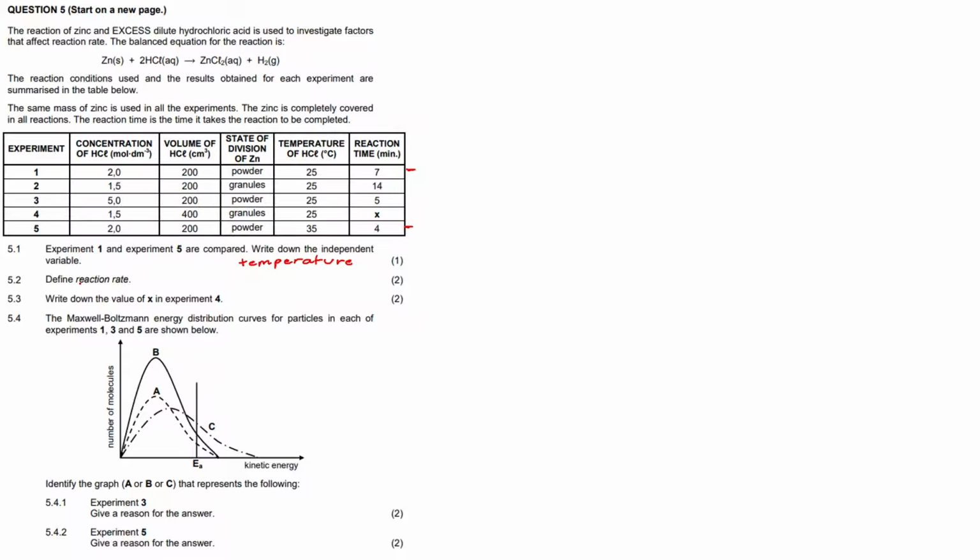Question 5.2. Define reaction rate. Reaction rate is the change in concentration of the products or the reactants per unit time.